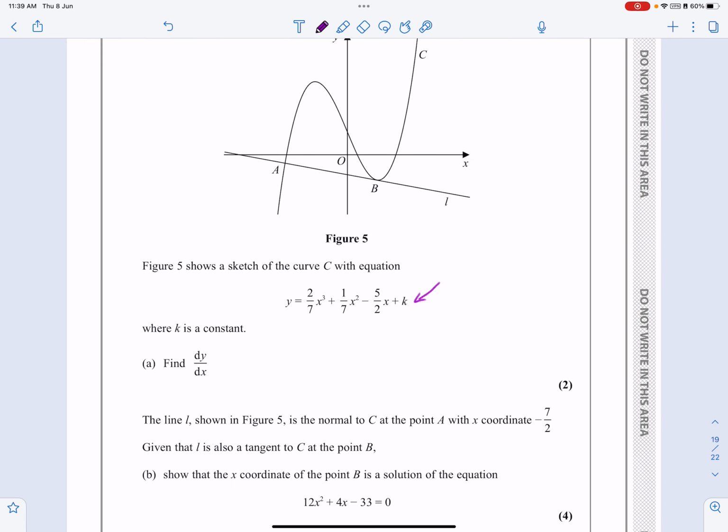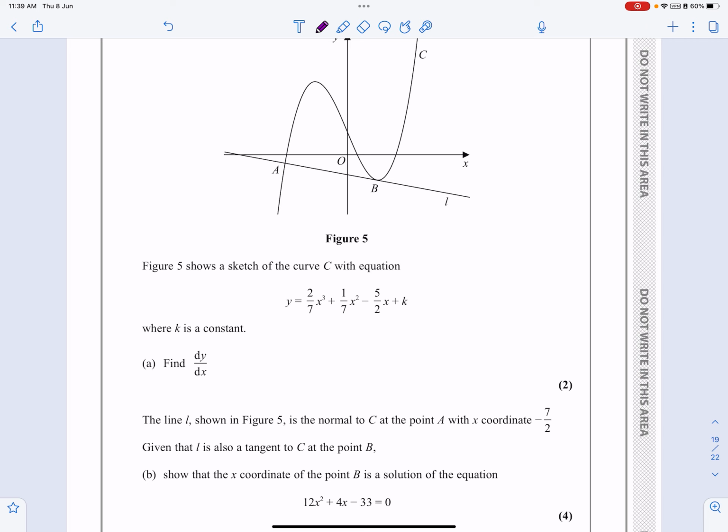It says the line L, this is an interesting line. This line L then is going to be a normal for A. Okay, so that's cutting at 90 degrees there, but it also cuts the curve here at B, and it's a tangent at that point. So I've got a choice. I might be working out the equation of a tangent or the equation of a normal. And it says, show that the x coordinate of point B is a solution of the equation, that thing there.